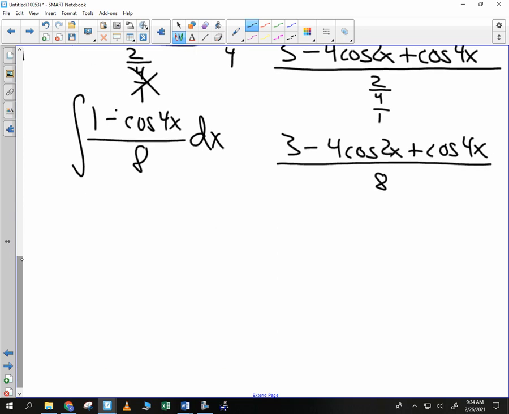There's multiple ways to write that, but that's one way. I'll write it a second way just in case you would ever see it. If you just divide each one by 8, so 3/8, and then cosine of 2x over 2, and then plus cosine of 4x over 8. You could write it like that as well. Either way is fine, doesn't matter to me.